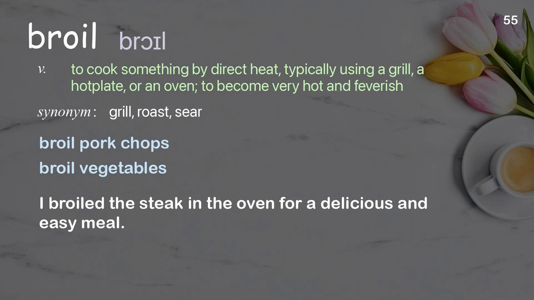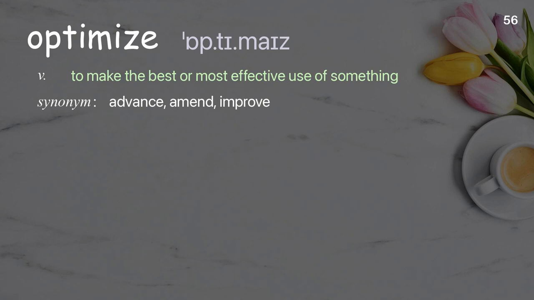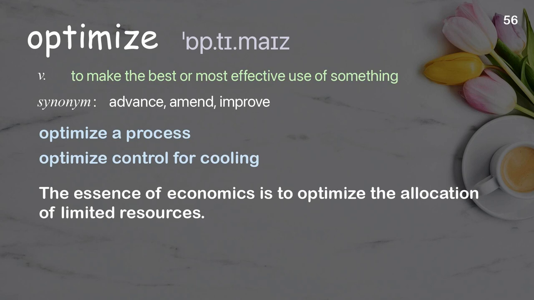Optimize: to make the best or most effective use of something. Examples: optimize a process, optimize control for cooling. The essence of economics is to optimize the allocation of limited resources.